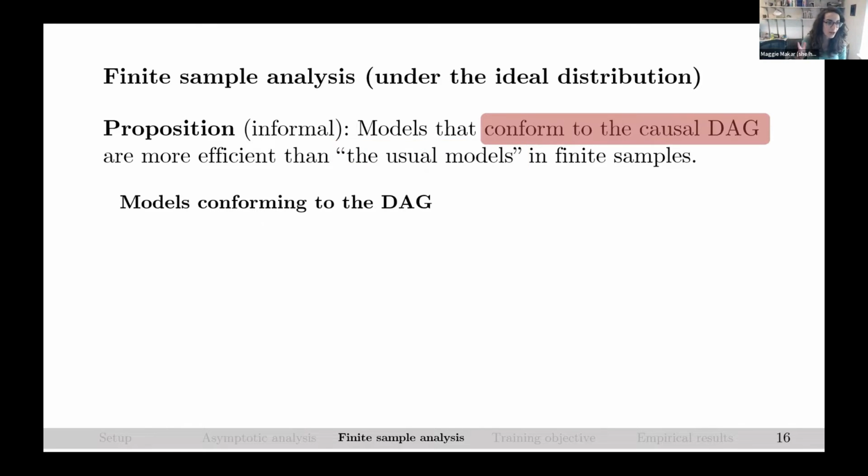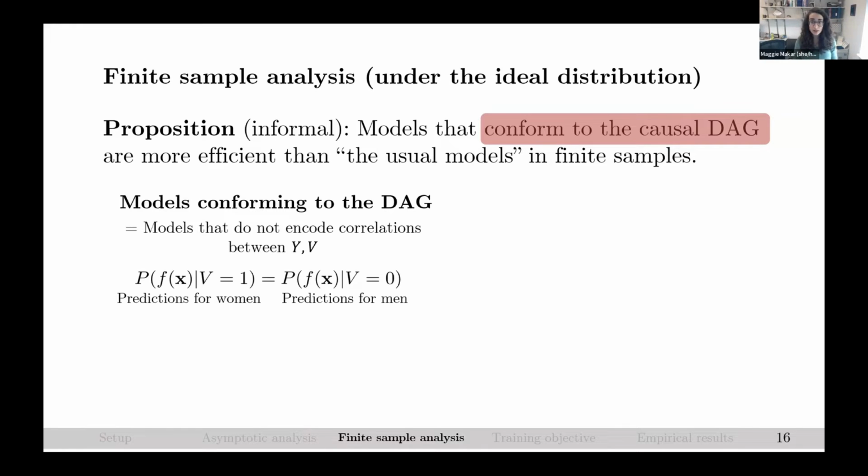Okay, what do I mean by models that conform to the causal DAG? In contrast to the usual models, these are models that do not encode correlations between V and Y, and in doing that, they conform to the causal DAGs. In other words, these are models that give us predictions such that the distribution over the predictions for men is the same as the distribution over predictions for women.